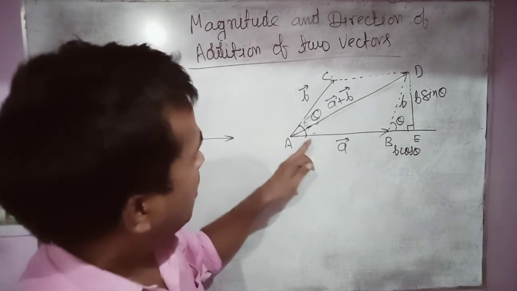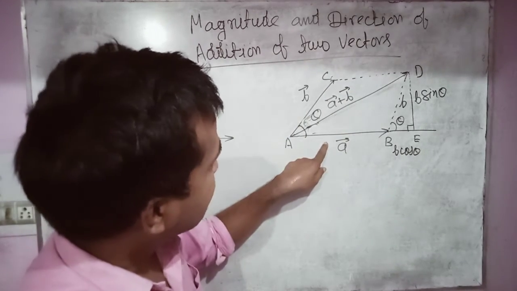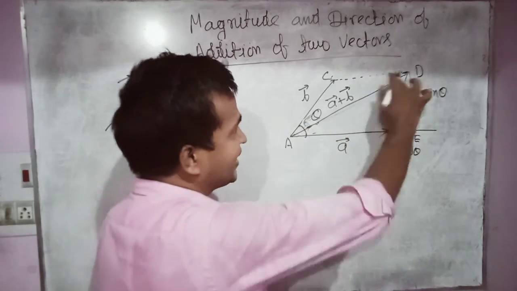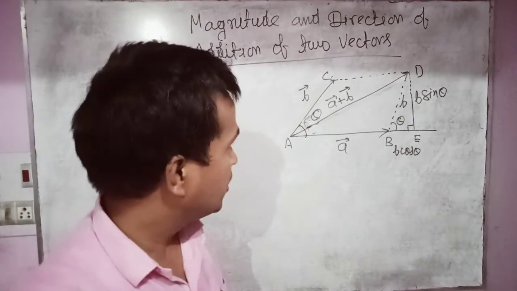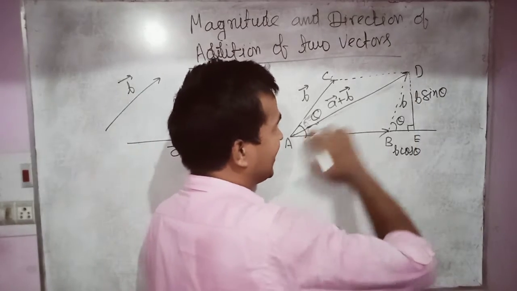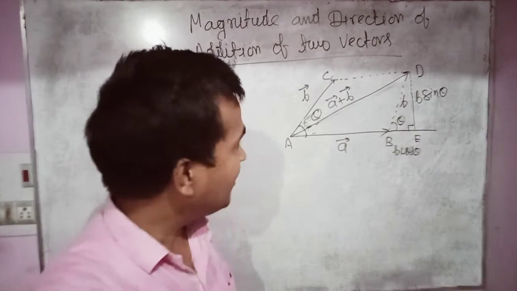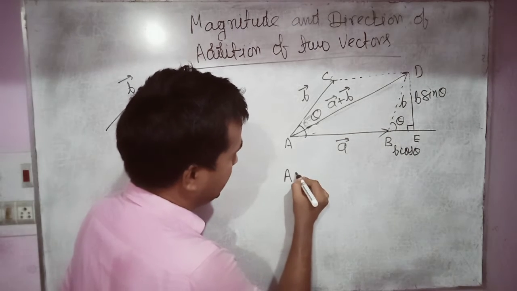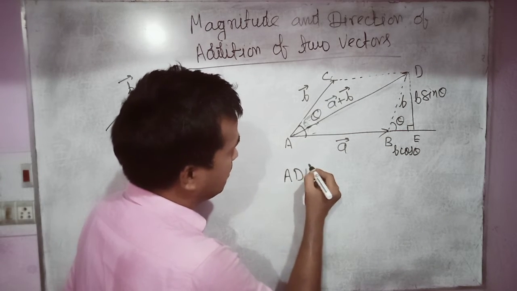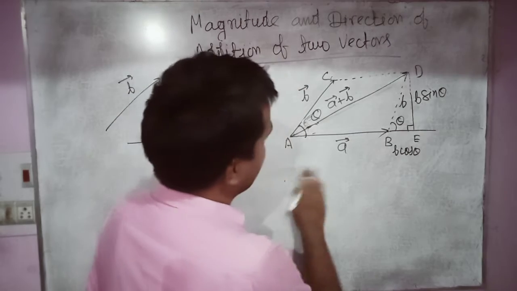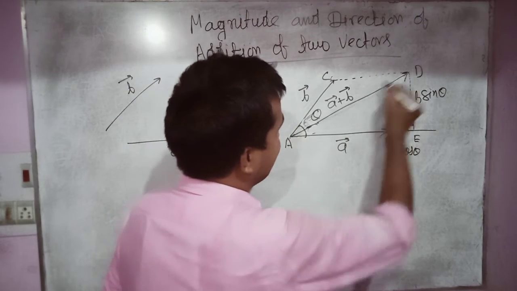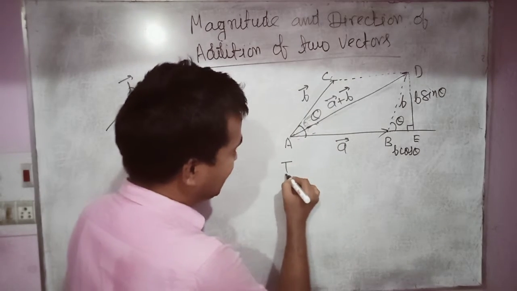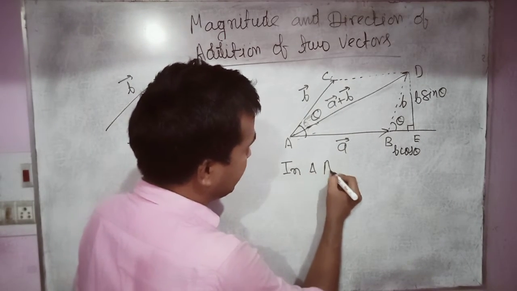Now the sum of vectors A and B is vector AD, and the length of vector AD is its magnitude. So we will find the length of vector AD, and this will be the magnitude of the vector A plus B. Now see, triangle ADE is a right angle triangle. So we write like this in triangle ADE.